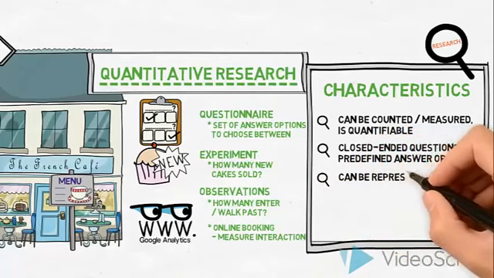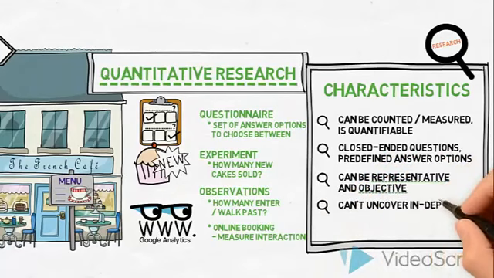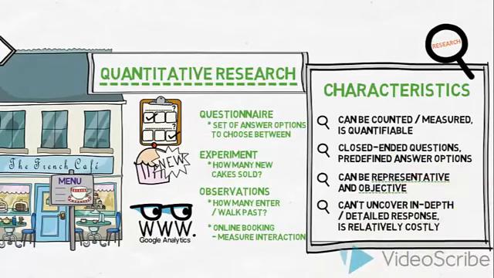The benefits of quantitative data are that it can be representative of the target group, since a larger number of respondents can be covered, and that it is objective. However, the disadvantages are that it doesn't uncover in-depth motivations, detailed reasons, or underlying feelings and attitudes. And some types of quantitative research can be fairly costly to carry out.